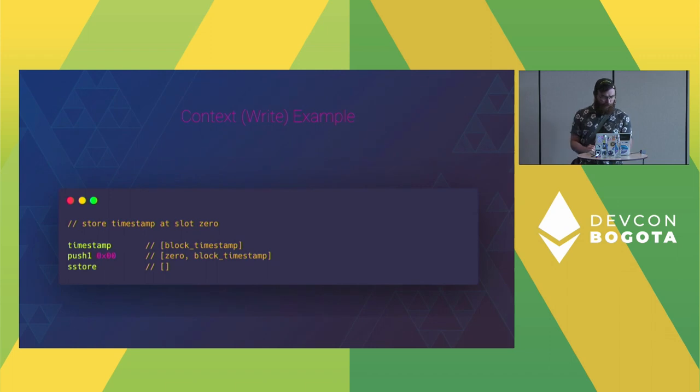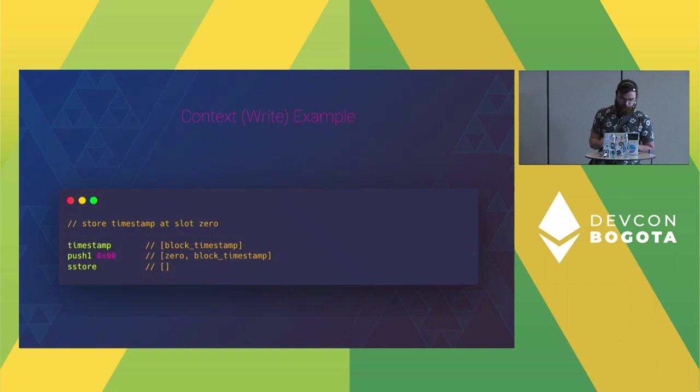So it's just a quick example of what you can write. For example, maybe we want to store the last timestamp that some specific thing happened, right? So we can use TIMESTAMP to push the block's timestamp to the stack. We can push a 0 and then SSTORE. And what that's going to do is store that timestamp at slot 0.